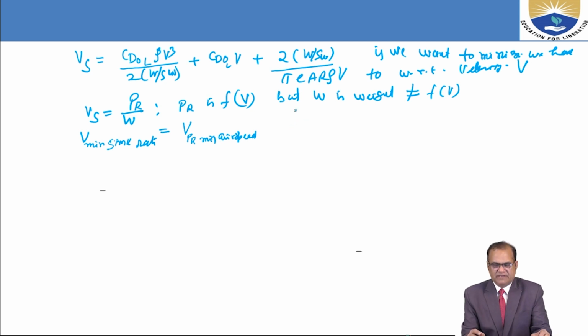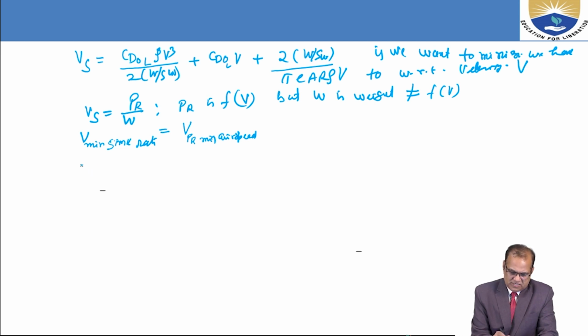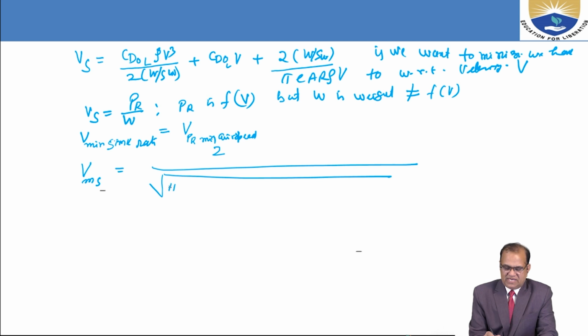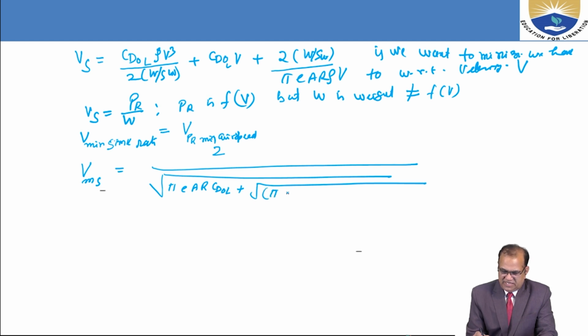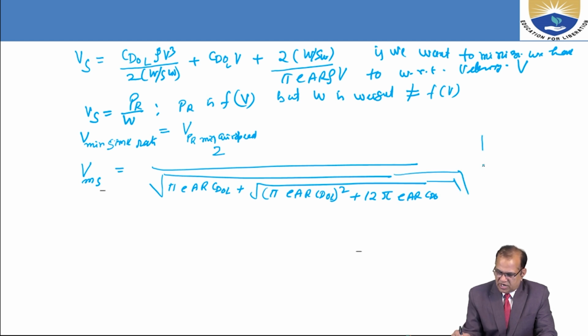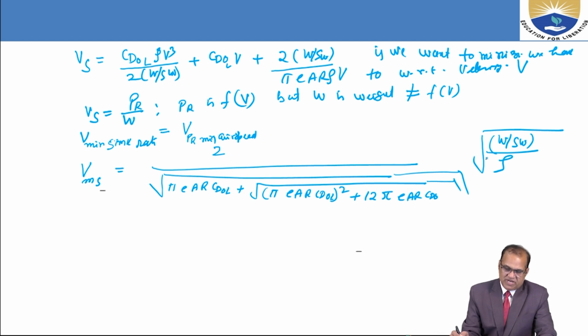So we can write it in this way, that V minimum speed is equal to, as we have already found in the last lecture, whole under root pi E aspect ratio CD naught L plus again under root 2 pi E aspect ratio CD naught L whole square plus 12 into pi E aspect ratio CD naught, here whole under root again W by SW divided by rho. So this is the equation for V minimum speed.